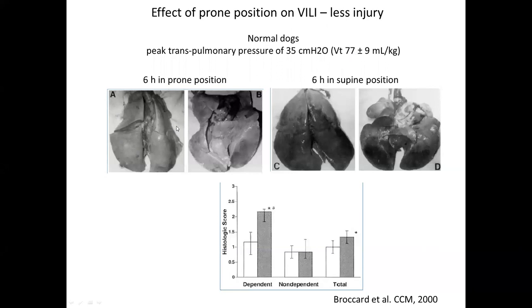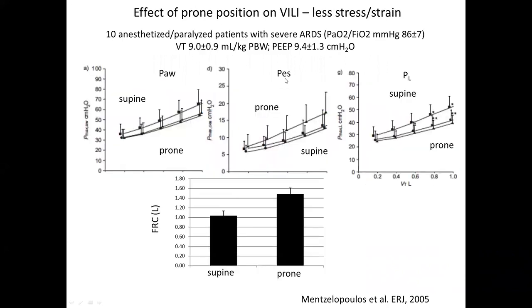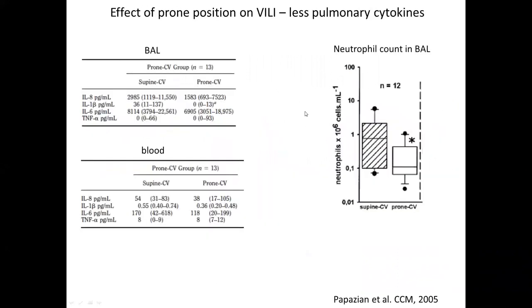In prone position, you can maybe appreciate the lungs look much better than in supine position after 6 hours of ventilation. There is more recruitment, less stress and strain. That's indicated by the transpulmonary pressure here in prone versus supine position. And there is also less inflammation.